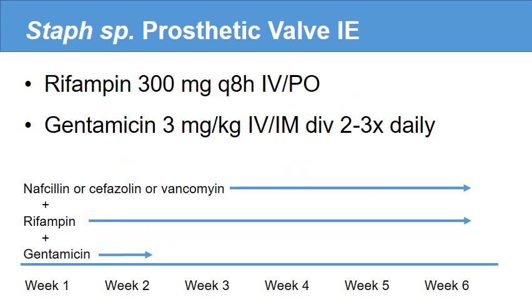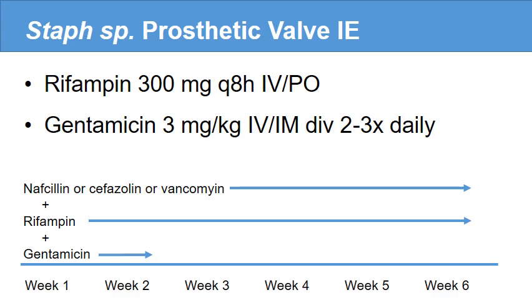If you look at the bottom of the screen, going out to about week 6, you can see we'll use one of the agents that we would use for a native valve endocarditis. That would be either a penicillinase-resistant penicillin, a first-generation cephalosporin, or vancomycin. We'll pair it with rifampin for the duration of that treatment course, which is at least 6 weeks, potentially longer. And then gentamicin will be used for the first 2 weeks.